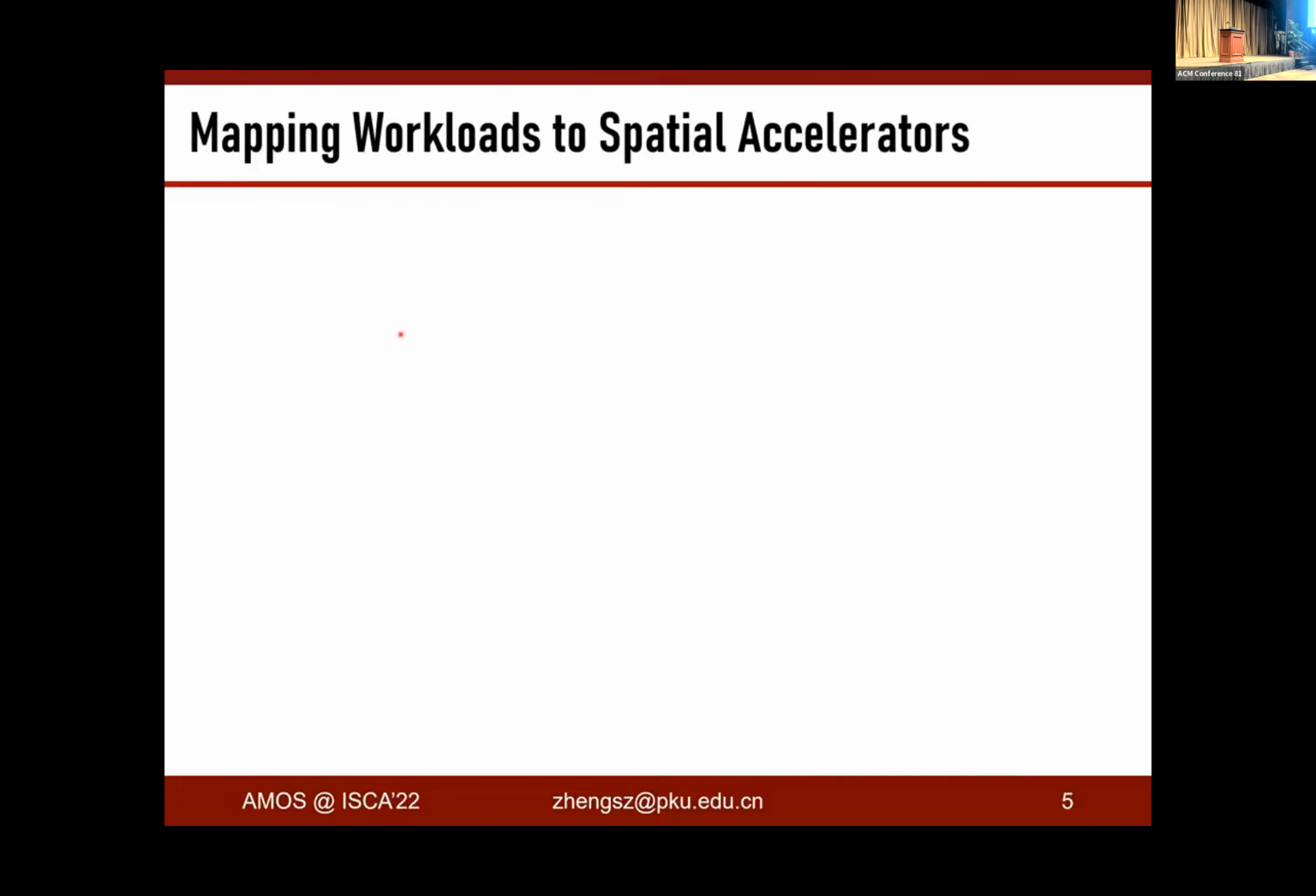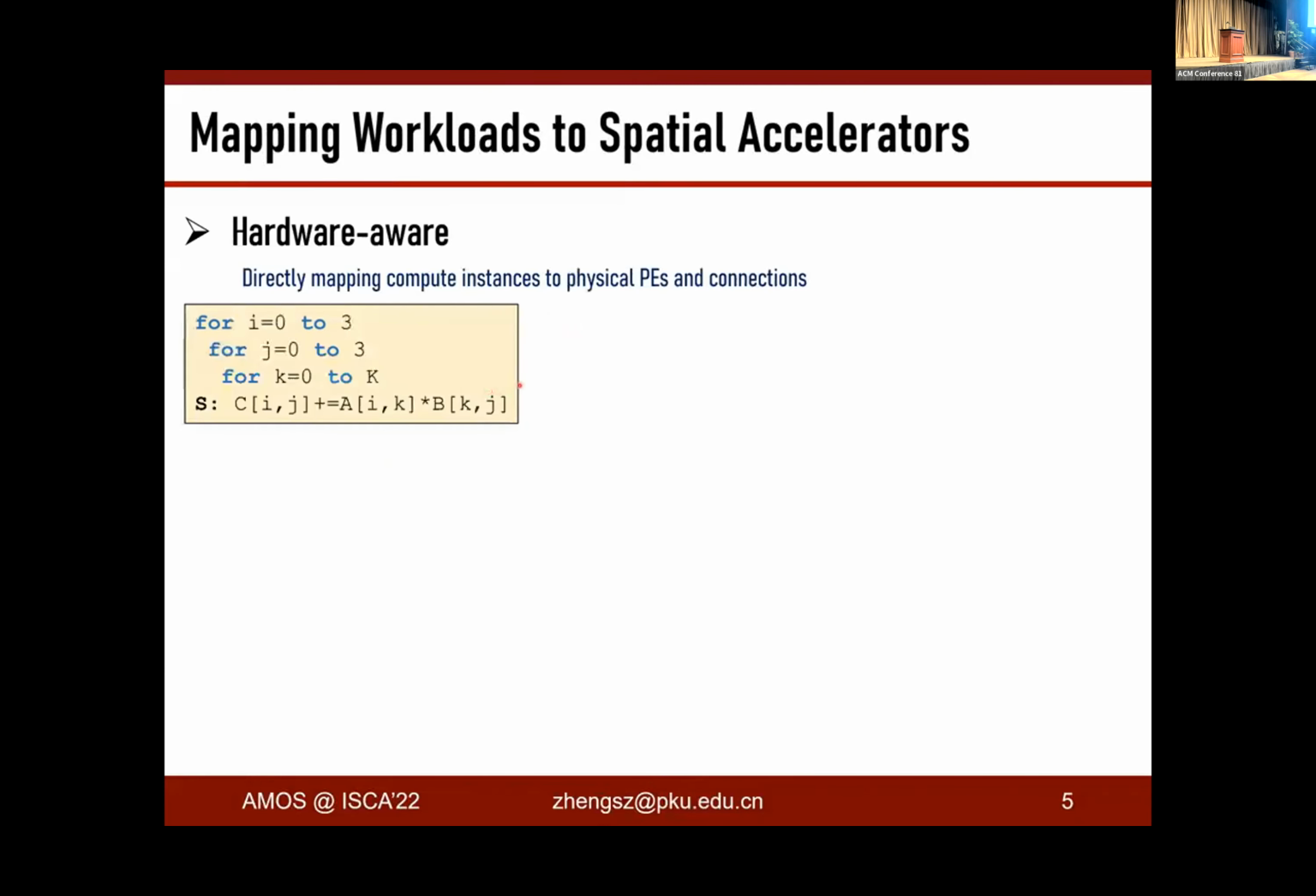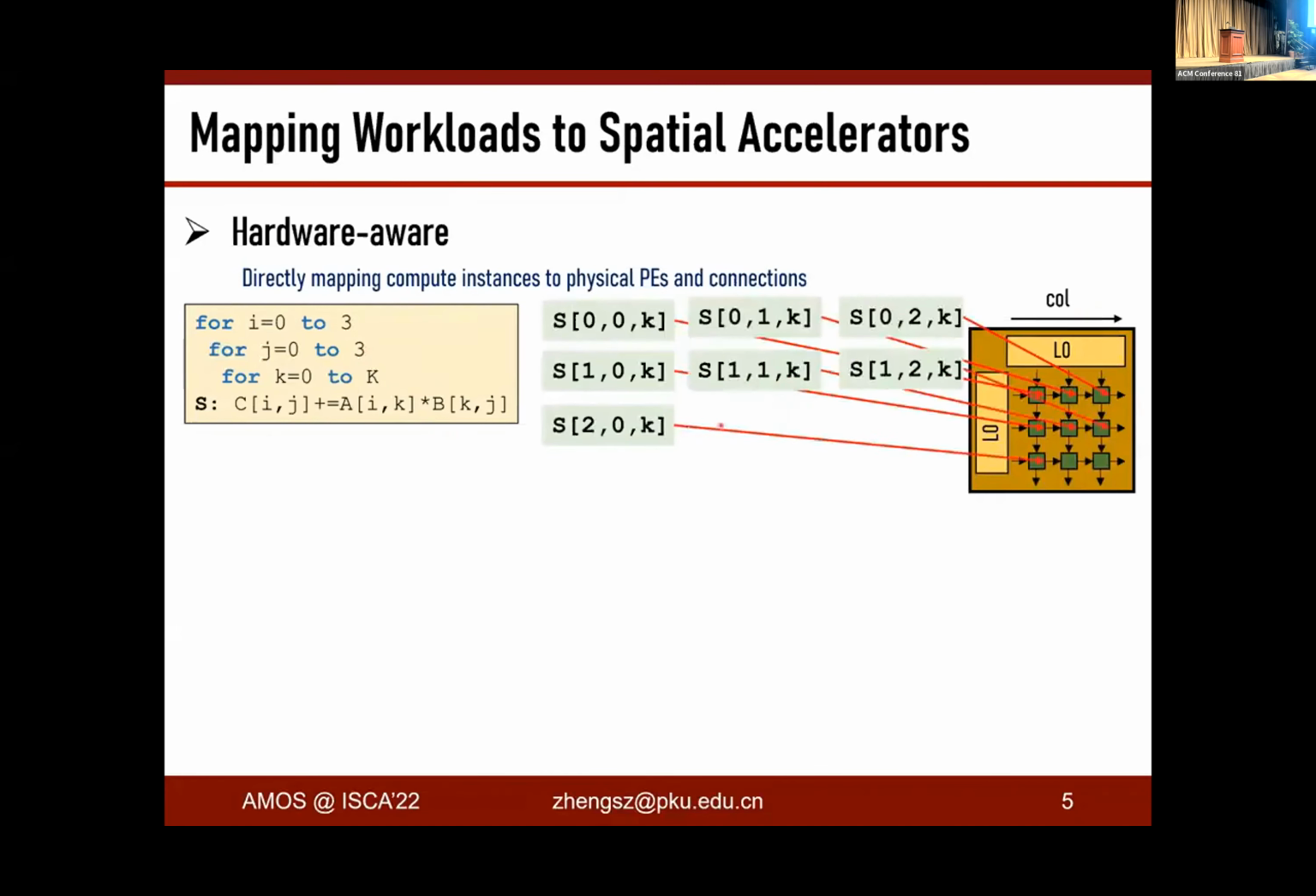Currently, there have been two kinds of approaches for mapping workloads to spatial accelerators. The first is hardware-aware mapping. It directly maps the software iterations to physical PEs without using the instructions. For example, we can map a small matrix multiplication to a 3x3 PE array in an output stationary manner by setting the space-time and time-step correspondingly.